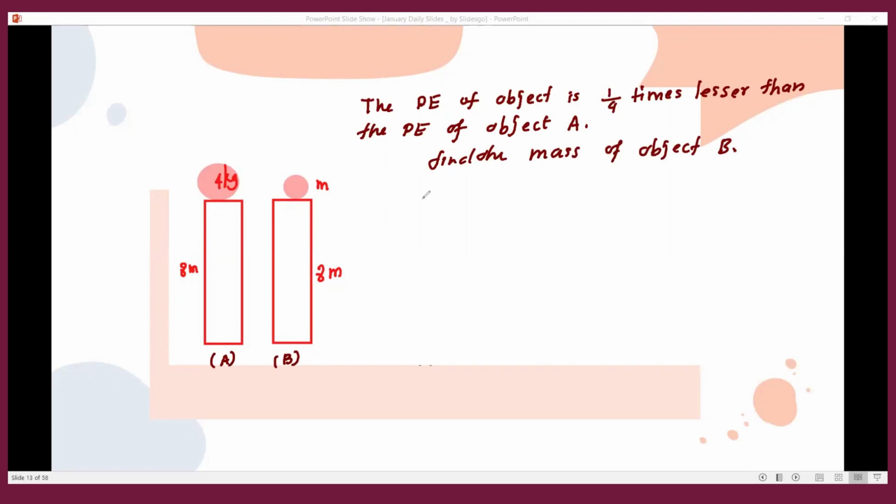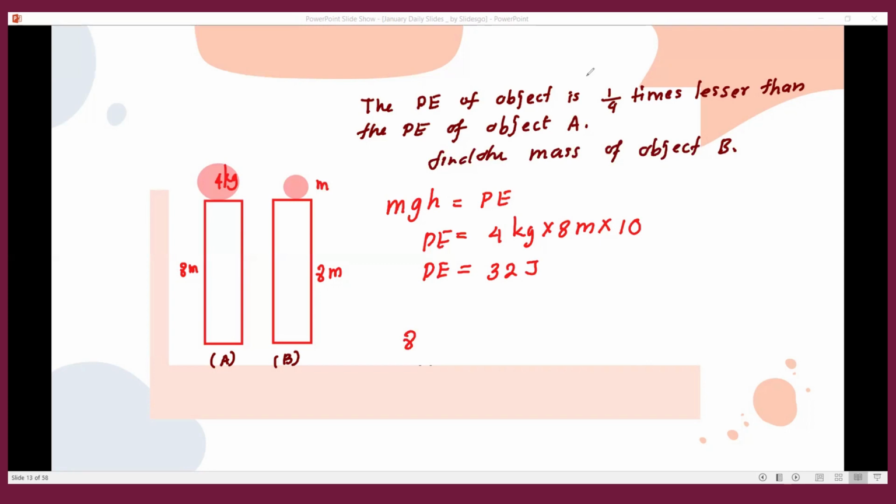The first thing that we can do is find out the potential energy of object A, which is simply mgh. So m is 4 kilogram, height is 8 meters, and gravity is 9.8. This time let's go with the approximated value. Over here, the potential energy will be 32 joules. All right, 4 times lesser, it is 8 joules.